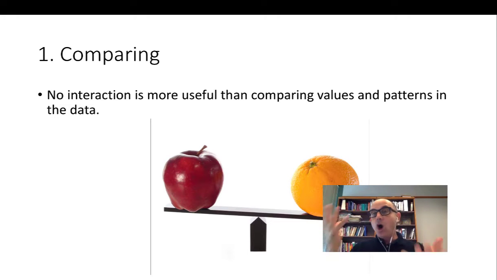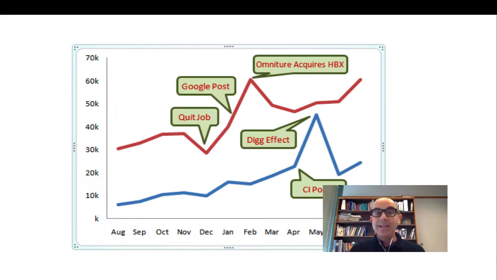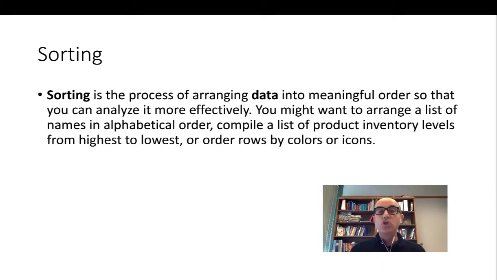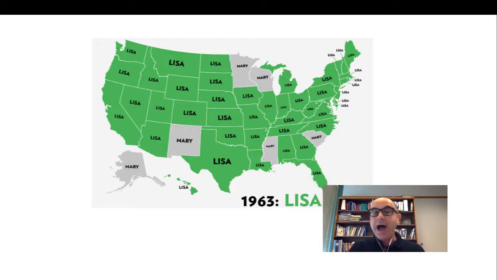So comparing, oranges to apples, how do we compare that? When we are comparing oranges versus apples, what does a good visualization have to offer to make it more transparent? Is it the colors? Is it the additional attributes that describe what it stands for? Will those make the comparison easy? Sorting the data is another element. You want to arrange a list of names in alphabetical order, from the highest level to the lowest, or order by rows, columns or icons.